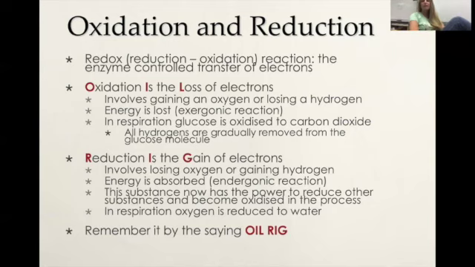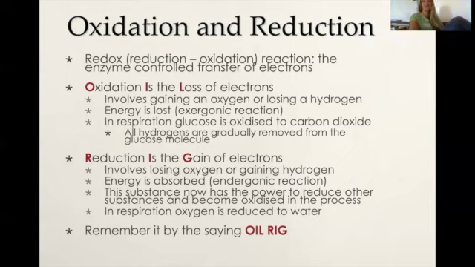So you may have heard of OIL RIG before in your chemistry days. Oxidation is the loss of electrons. It involves gaining an oxygen or losing a hydrogen, and energy is lost in an oxidative reaction. It's exergonic. It's giving off energy. In respiration, glucose is oxidized to carbon dioxide. So all the hydrogens are gradually removed from the glucose molecule.